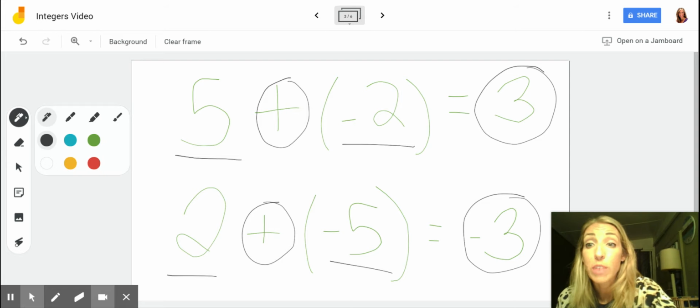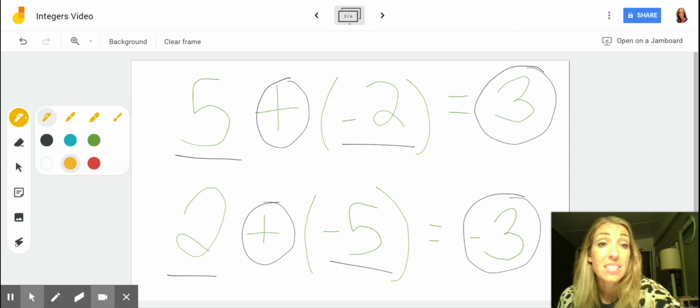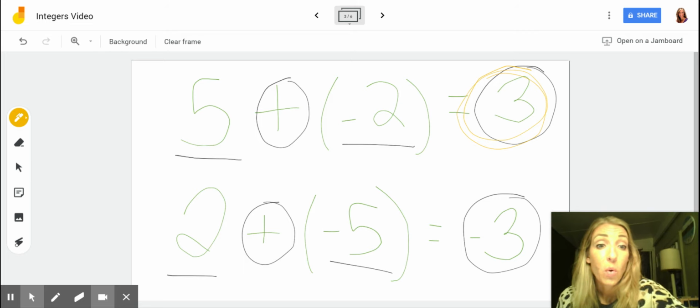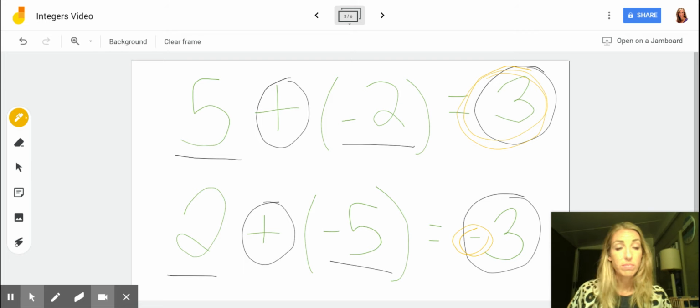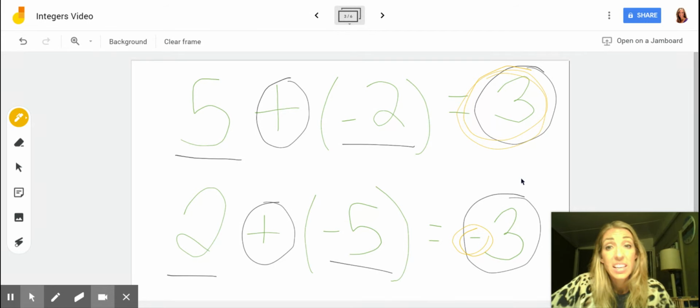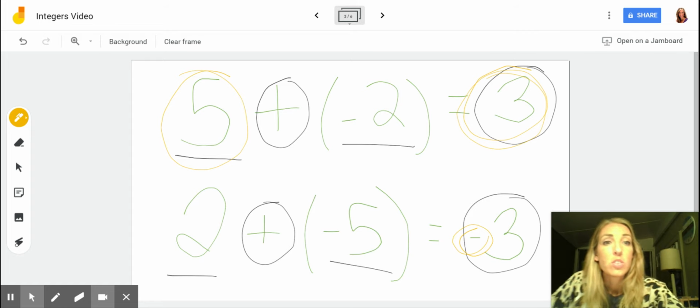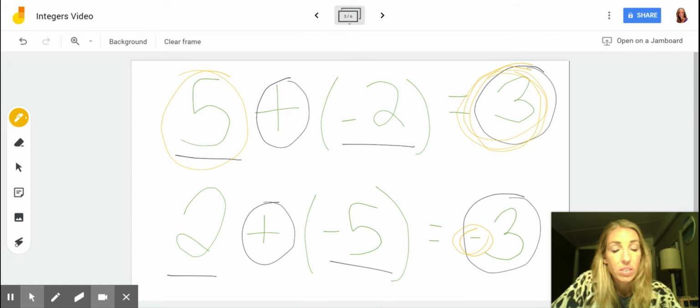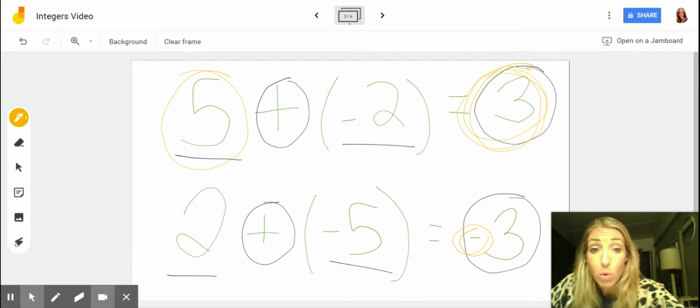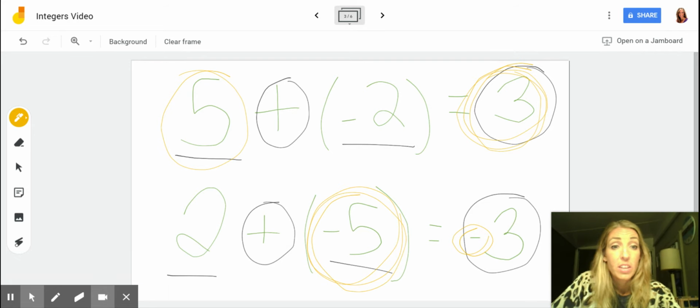Now, how do you know if your final answer is a positive, like this first one, or a negative, like that second one? Well, looking back at the problem, it depends which absolute value is bigger. Here, you had $5. You started with a more amount than what you owed, so you still have positive in the end. Here, you owed more, so you still owe, since you owed more than what you originally have.